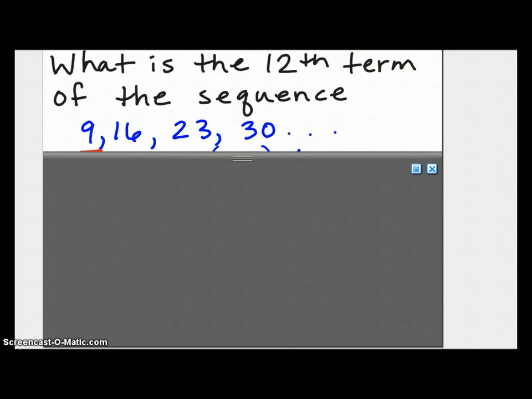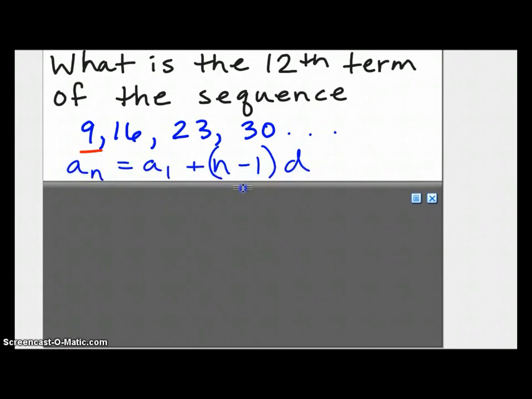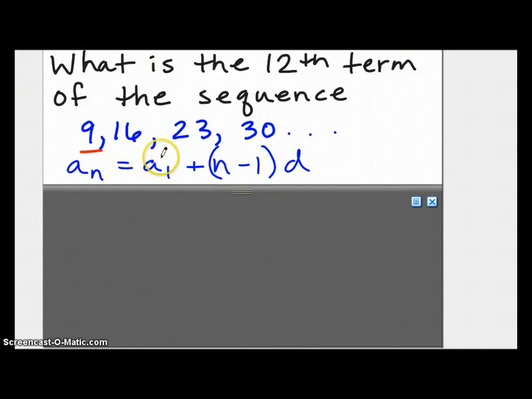So we have 9, 16, 23, and 30. We have an equation to find out some nth term, and it is a sub n equals a sub 1 plus n minus 1 times d. A sub n is any term that we want to find, whether it's the 10th or 11th or the 2nd, the 25th. A sub 1 is our very first term. This is plus what number of term that is that we're looking for, whether it's the 25th or 11th, minus 1 times d, which is the difference.